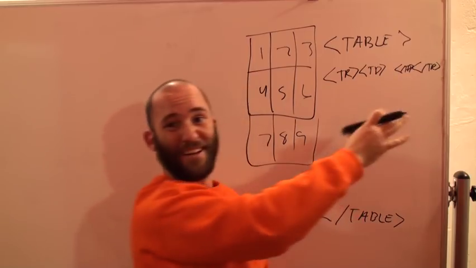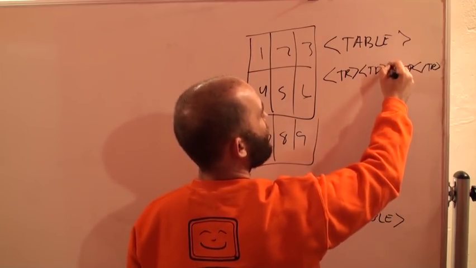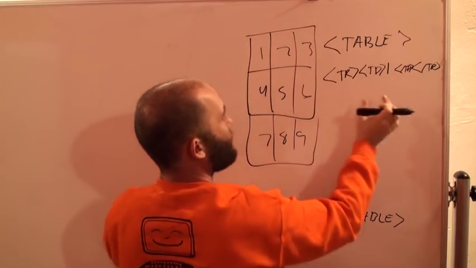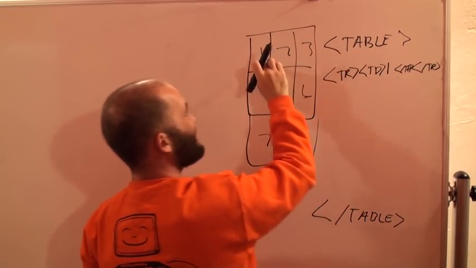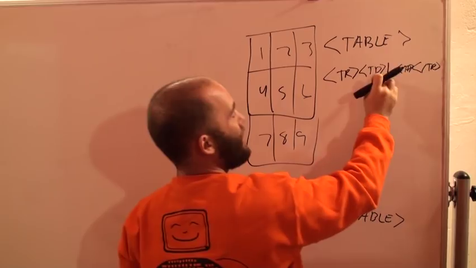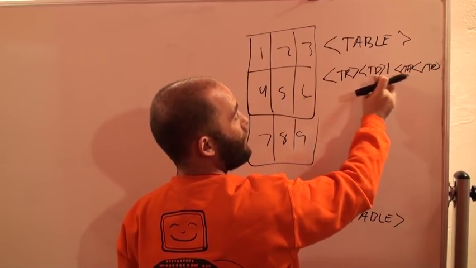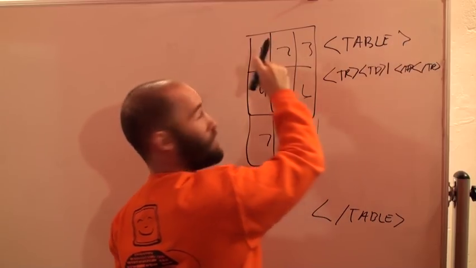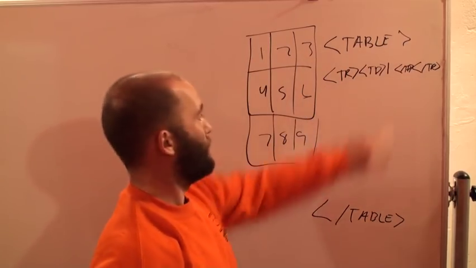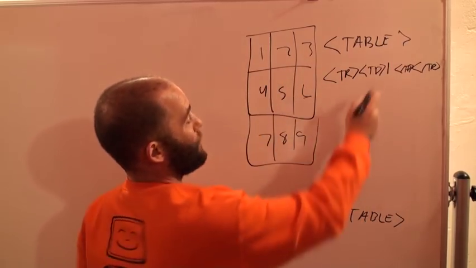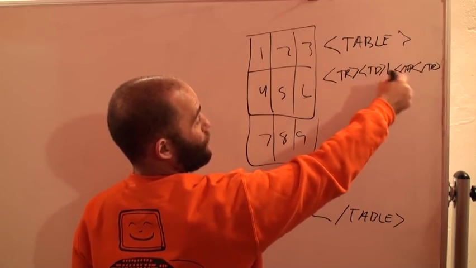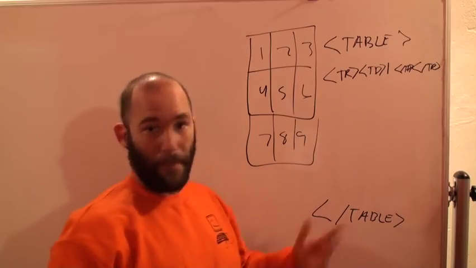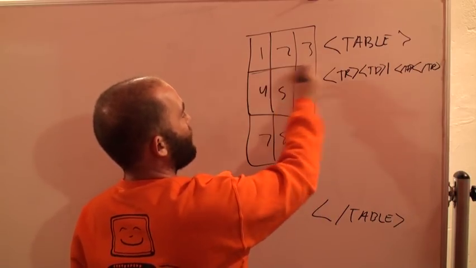I'm kind of stuck on space here, and then you would do 1. So TR opens the entire row, TD opens the block, and then in between the TD opening and the TD closing, you put the information that you want to be in there. So we put 1. Then we would do TD 2 backslash TD, TD 3 backslash TD. So that would be the first row.